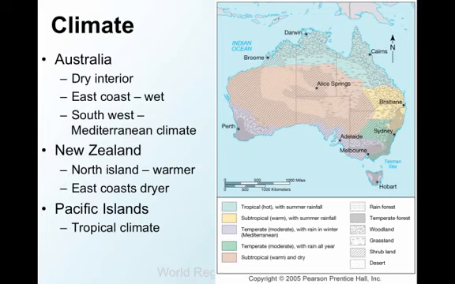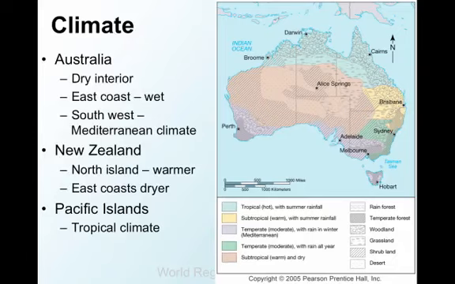Overall, the climate of Australia is very different, just as it is here in the United States. In the interior, it's very dry. On the east coast, where the Great Dividing Range is, it is rather wet. And then in the southwest area, which includes areas such as the major city of Perth, there is more of what we would consider to be a Mediterranean climate.